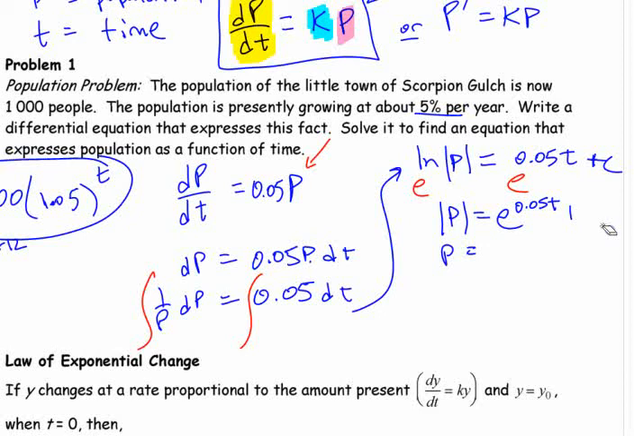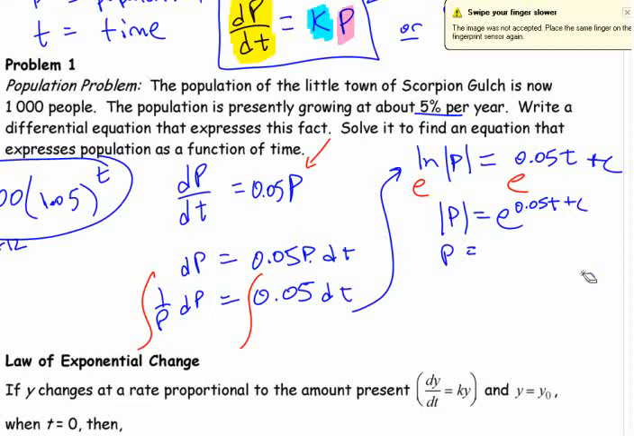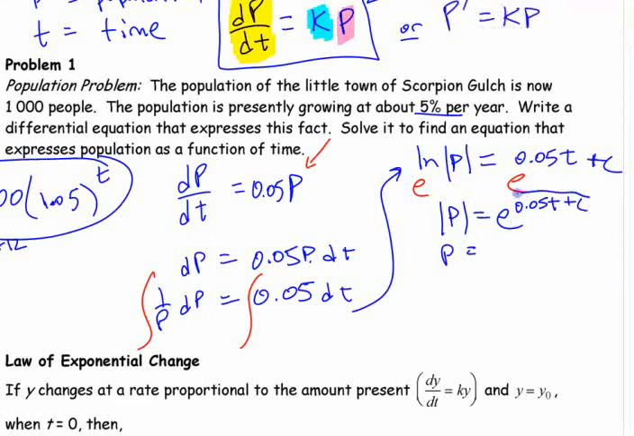I didn't write it very well. Where should my C be here? It should be up here, and maybe even a bit smaller, because it's part of the exponent. You're going e to the power of everything there. Since it's e to the power of something, it doesn't matter what that something is, it's always going to be positive. So you can just write it as e to the 0.05t plus a constant. The constant is in the exponent.